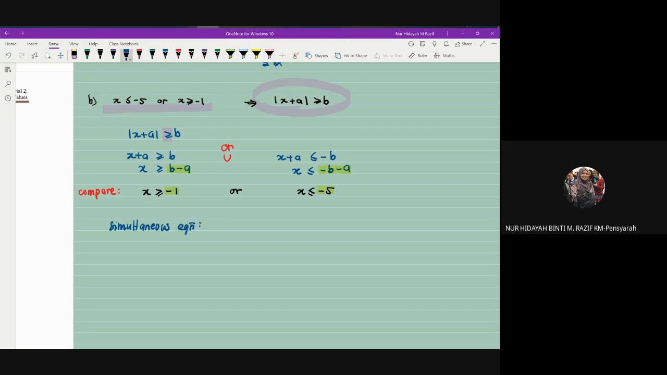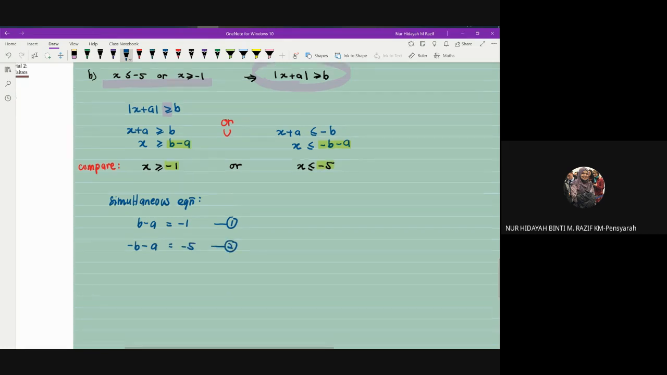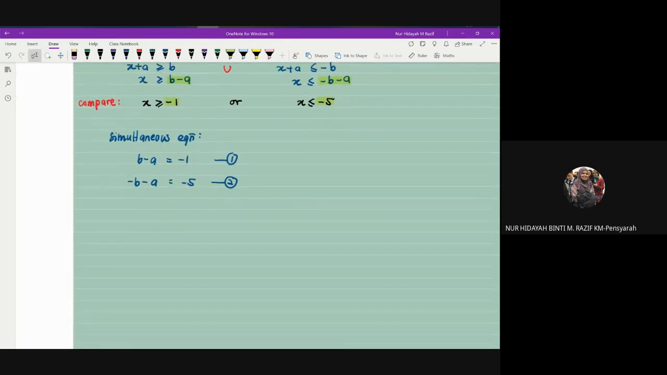Okay, so yang ni dah belajar betul? Boleh buat betul? So you have two choices. It's either you use elimination or you can use substitution. I'm going to use elimination, in which I'm going to use operasi tolak.